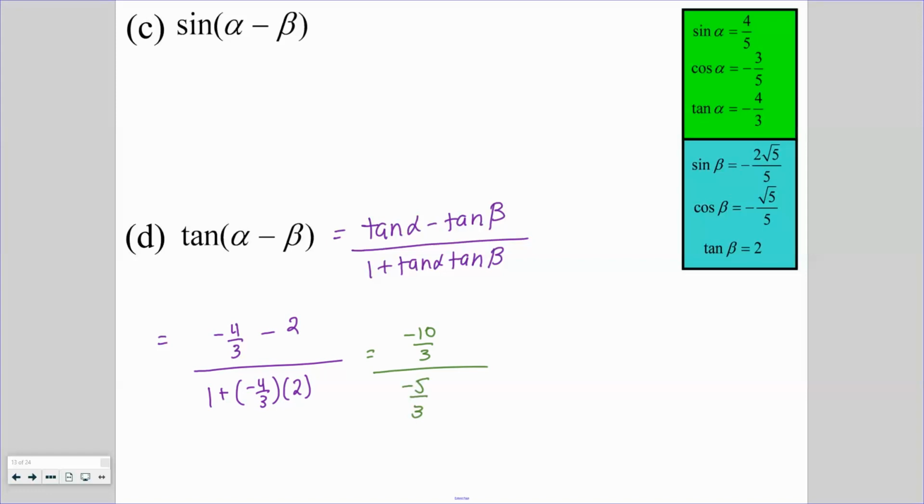And then conveniently, and I want you guys to see this step because this is really useful in proofs as well. Anytime the numerator and the denominator have the same denominator, they cancel like that. Negative 10 over negative 5. Positive 2 becomes our answer.